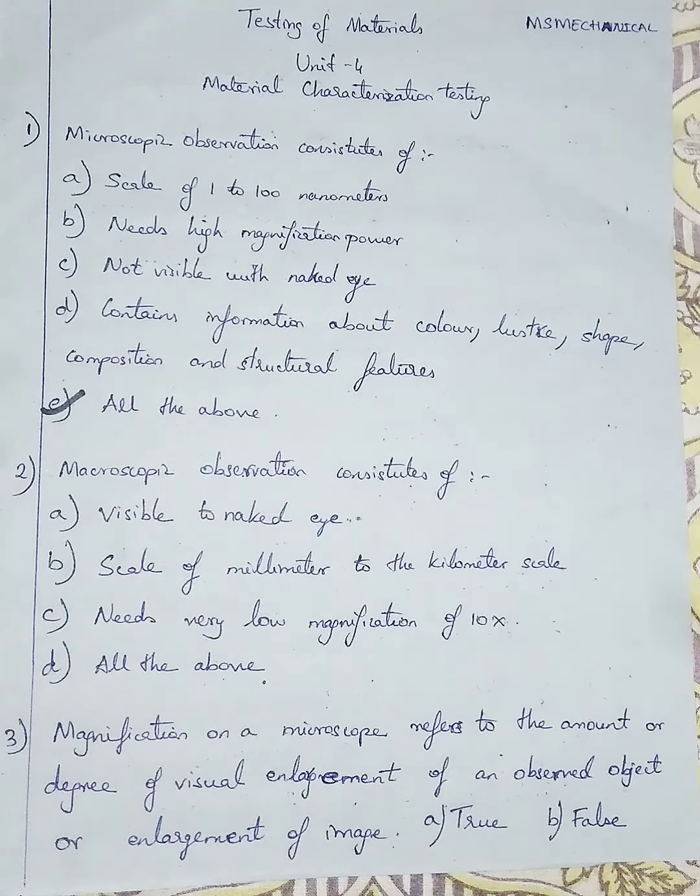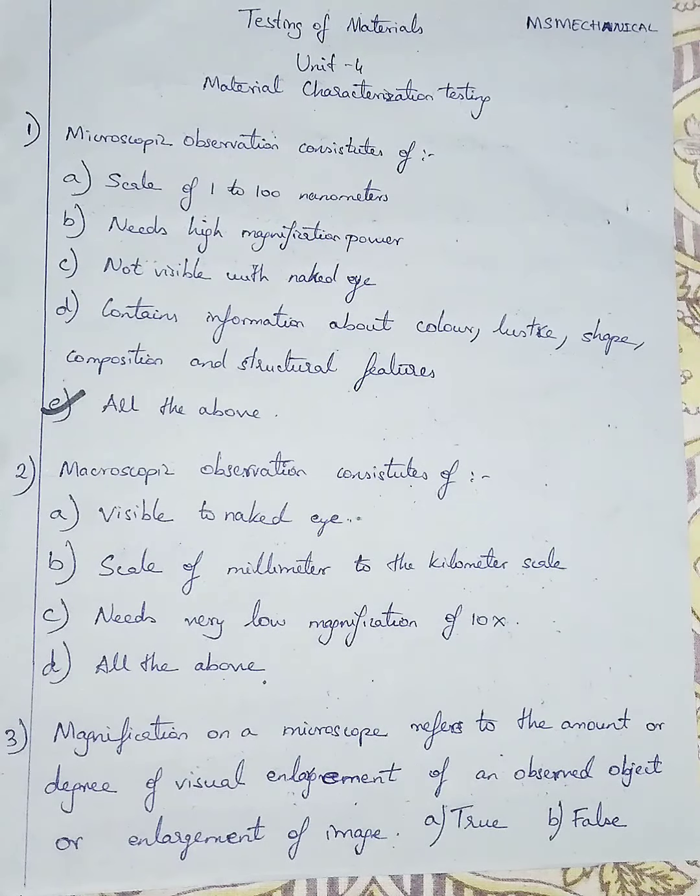Question number 2, macroscopic observation constitutes of what? Option number A, visible to naked eye. Option number B is given as scale of millimeter to kilometer scale. Option C, needs very low magnification of 10 power x. Option number D, all the above.